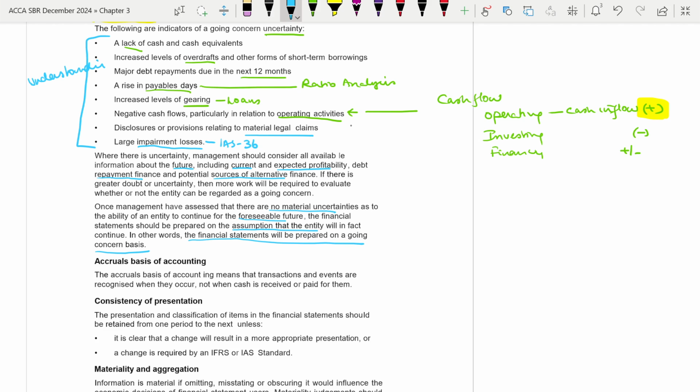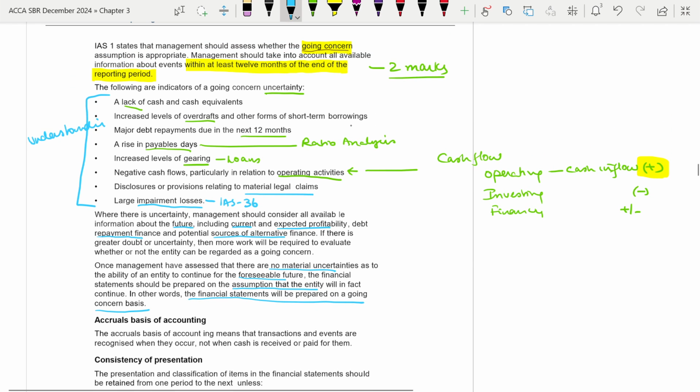I will put numbers also, 1, 2, 3, 4, 5, 6, 7, 8. If these eight uncertainties are not identified or noticed, then management can prepare the financial statements on the going concern basis.